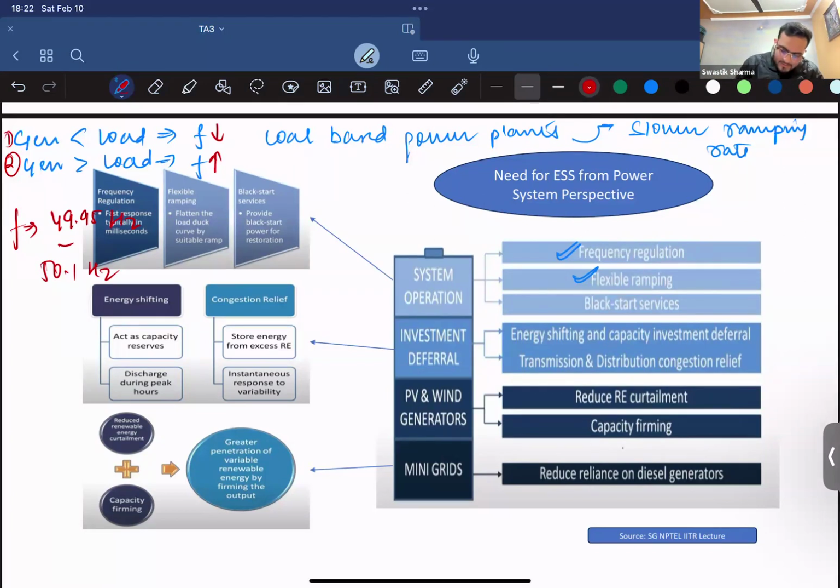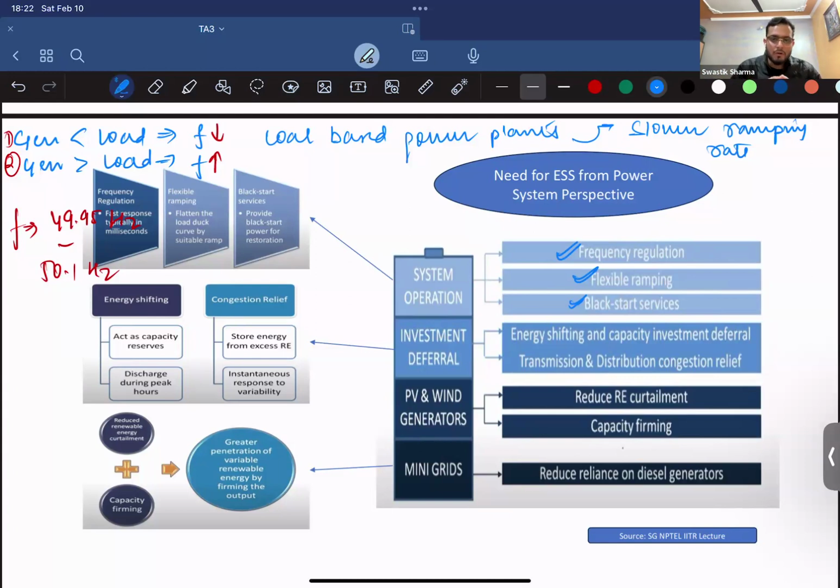And then black start services. So I don't know if you know, but these coal-based power plants that are there in huge number in India, they take at least 24 hours to be able to come up to their rated power. Why? Because these are steam-based, right? You first need to make steam so that you are able to fire your turbines. So, black start services, what do you mean by that?